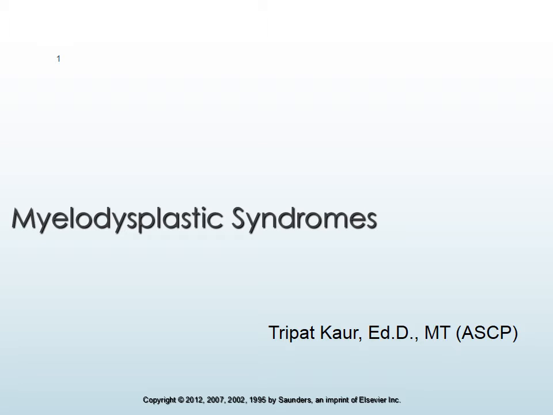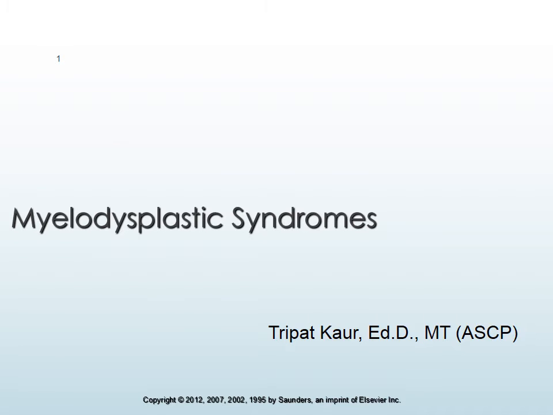So, MDS usually occurs more commonly in elderly individuals. As we mentioned, it is a clonal hematological disorder. We've talked about having cytopenias. We've talked about dysplasia so far, and this dysplasia is an erythroid, myeloid, or megakaryocytic maturation.